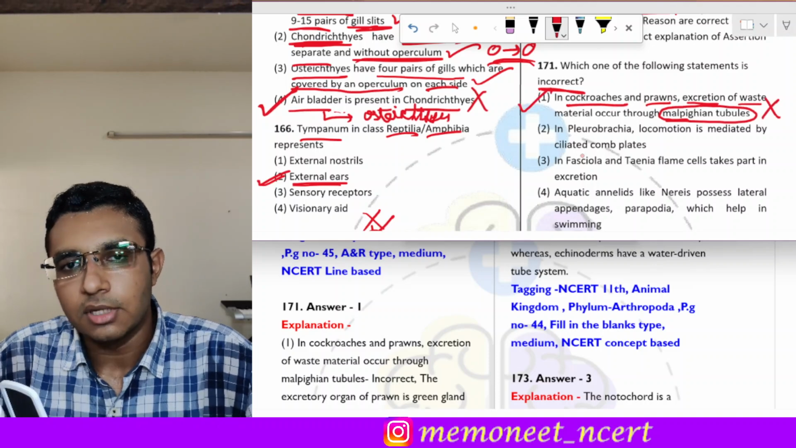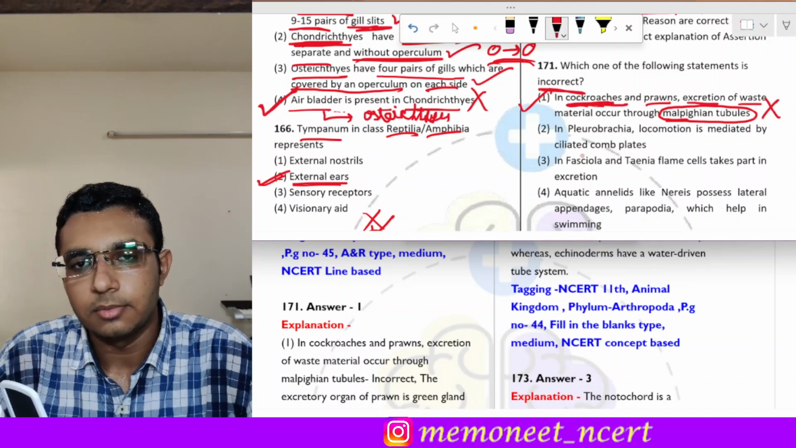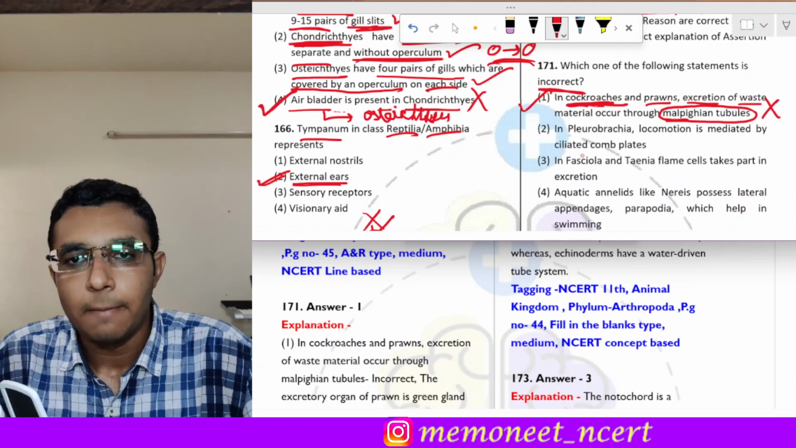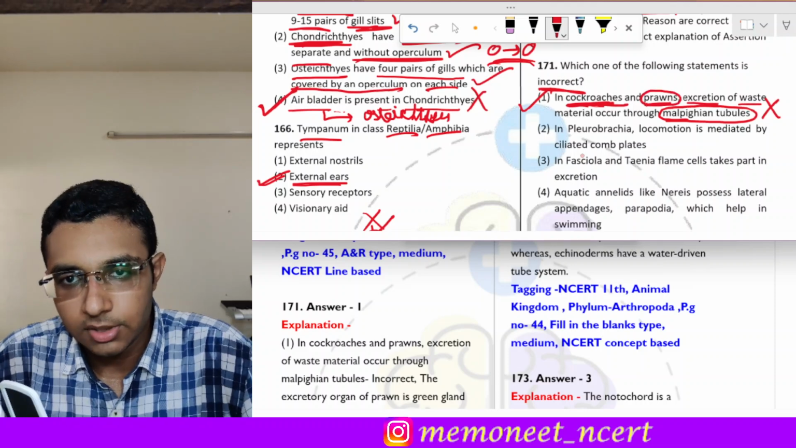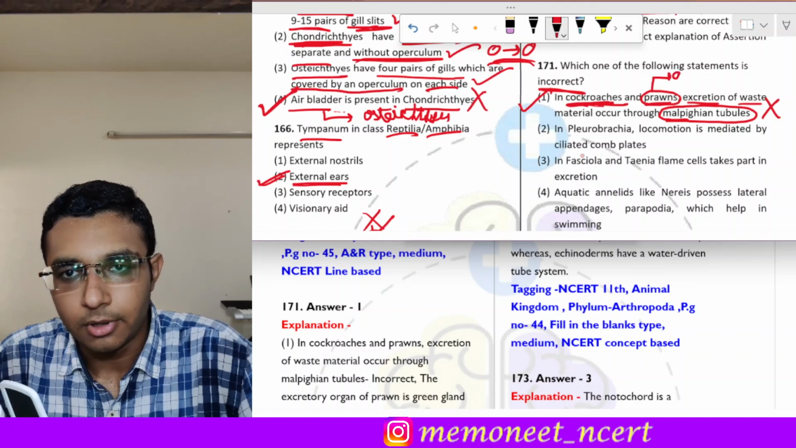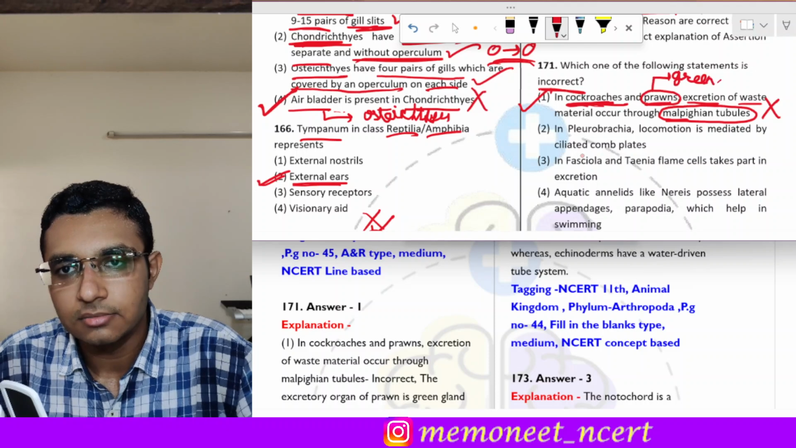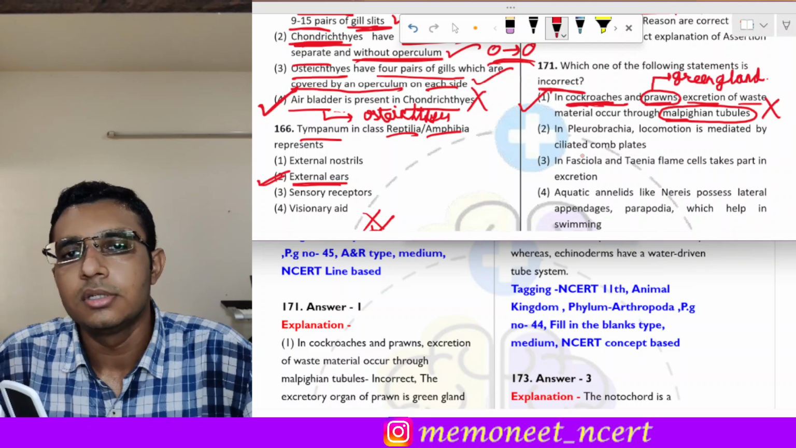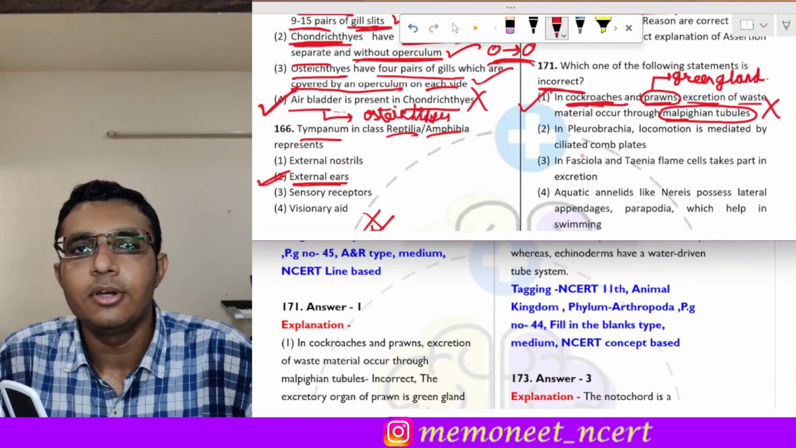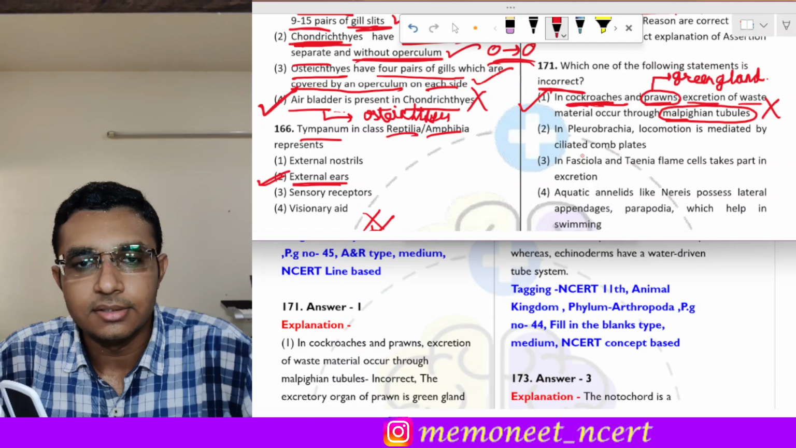Why? Because see, cockroaches belong to phylum Arthropoda, and their excretion occurs via Malpighian tubules. But prawns have special organs for excretion called green glands. Okay, so prawns have green glands for excretion. So this statement is incorrect. So the correct answer of this question will be option 1. Let us read the other three statements also.